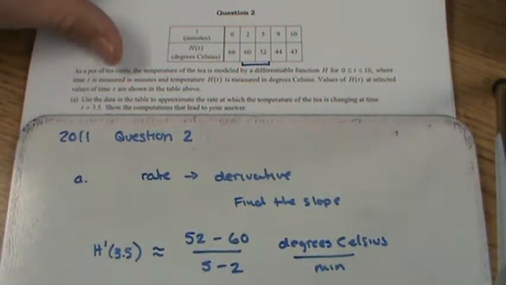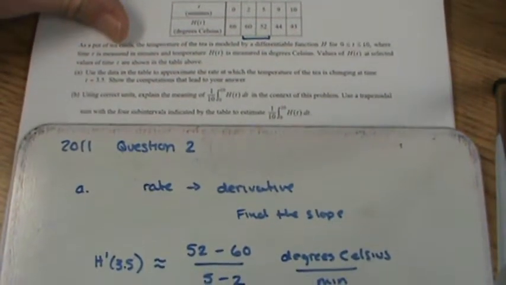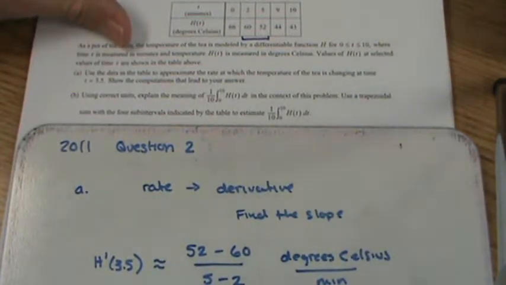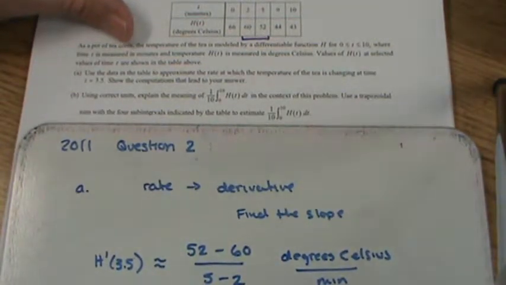So let's take a look at part B. Okay, part B is something we've seen a couple times. All right. Using correct units, explain the meaning of 1/10 integral of 0 to 10 h of t dt in the context of this problem. Use trapezoidal sum with four intervals indicated by the table to estimate 1/10 integral of 0 to 10 h of t dt.